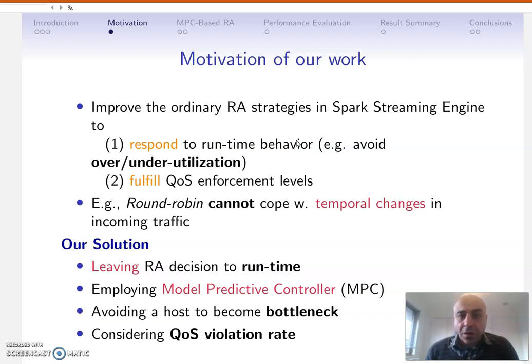So first we develop a resource allocation engine for Flink, which can also be used for the Spark streaming engine, that responds to runtime behavior. If the resources are overutilized or underutilized, this can be evaluated by our controller. And it also provides a mechanism by which the user can define the quality of service. So the controller actually respects such quality of service.